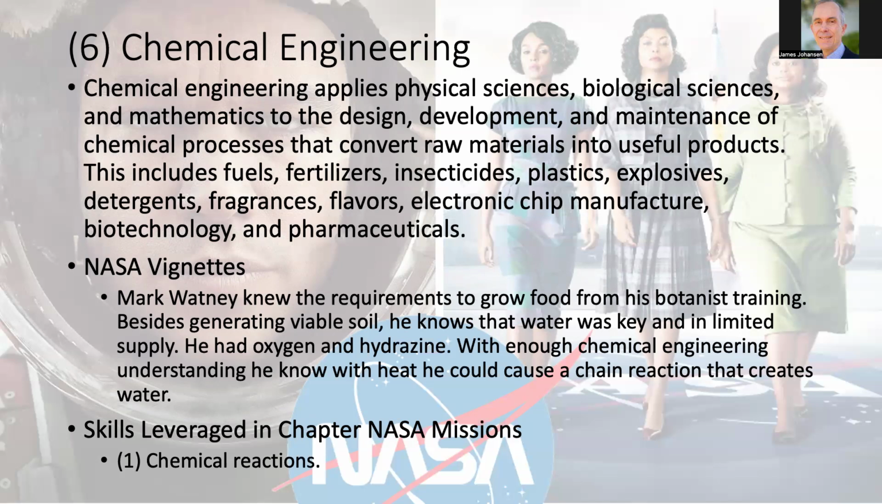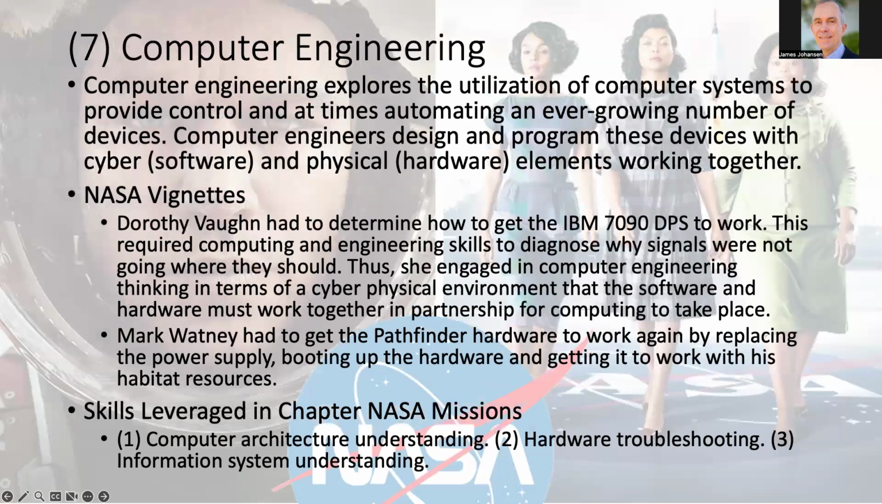Mark Watney knew the requirements to grow food from his botanist training. Besides generating viable soil, he knew that water was key in limited supply. He had oxygen and hydrogen. With enough chemical engineering understanding, he knows with heat, he could cause a chain reaction that creates water. And so what are the skills that are related here? Chemical reactions. And so this would be one of the things relevant for chemical engineering.